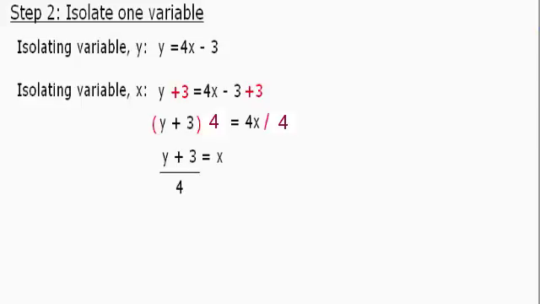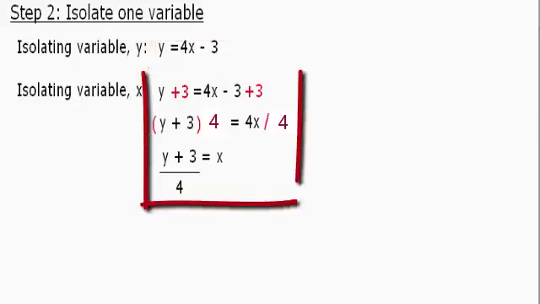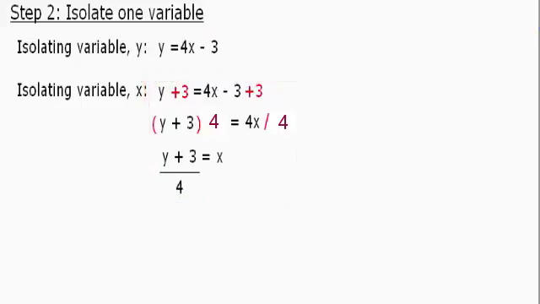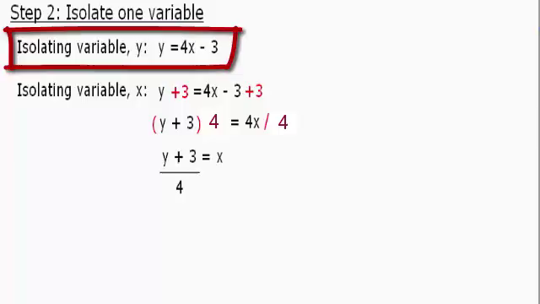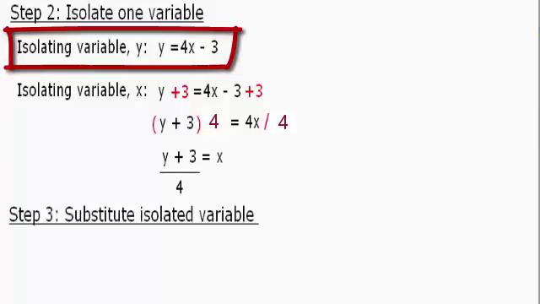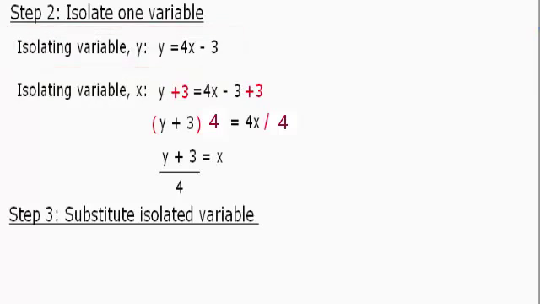So now you can see, if you compare the number of steps that it took to find what y is equal to versus the number of steps it took to isolate x, you can save yourself a lot of trouble by just deciding that y is the easiest way to go about it. But this was just for demonstration purposes, for you to realize that whenever you are pressed for time during an exam, try to identify the variable that requires the least amount of steps to isolate. So in our case, we're going to go ahead with y equals 4x minus 3, which will lead us to step 3 that requires that we substitute the isolated variable.